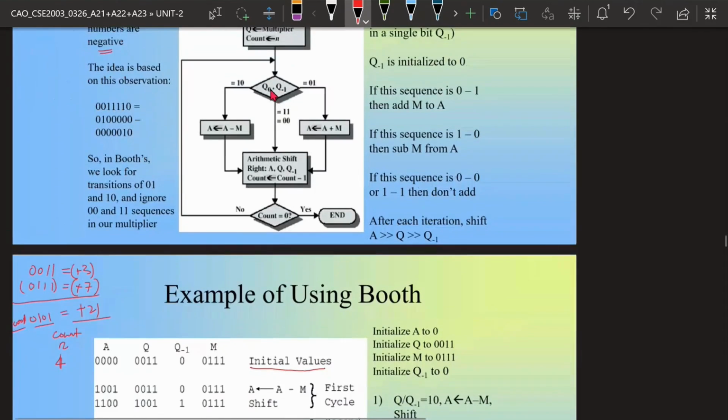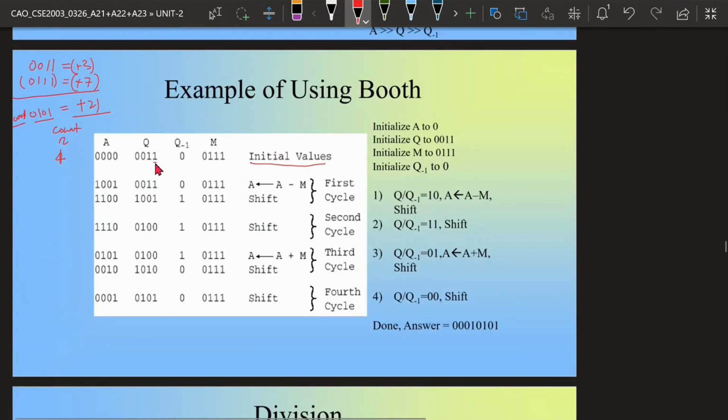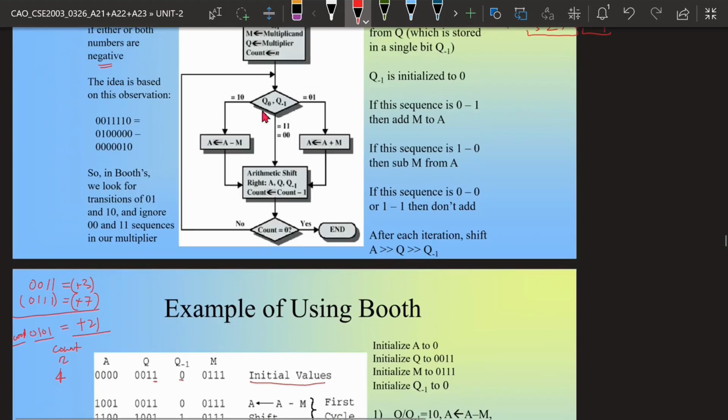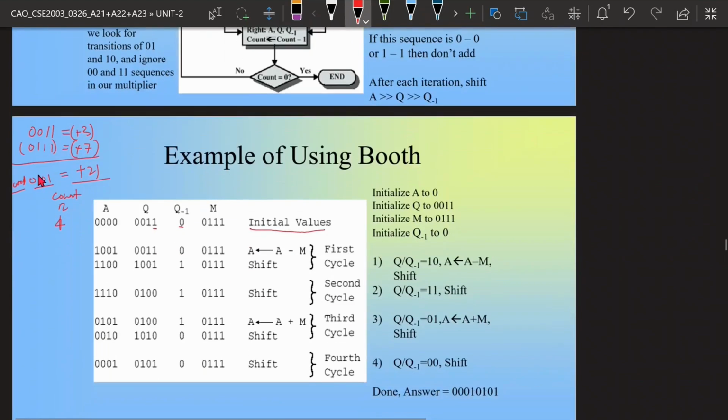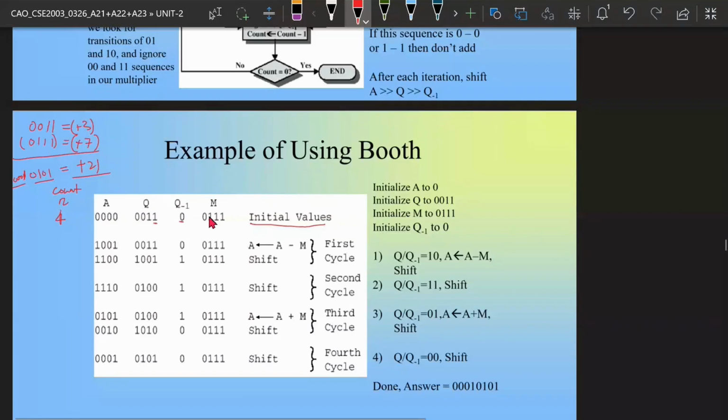Now we should be checking Q0 and Q minus 1. Q0 is this one and Q minus 1 is this one, so it is 1 0. When it is 1 0, we need to do A minus M. This is plus M; to find minus M, we take the 2's complement, which will be 1 0 0 1. So this is the minus M value, because we have taken the 2's complement.